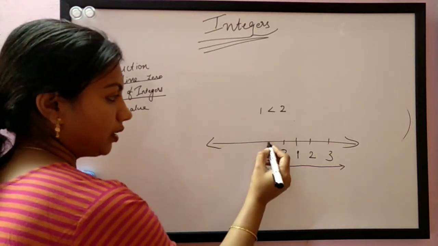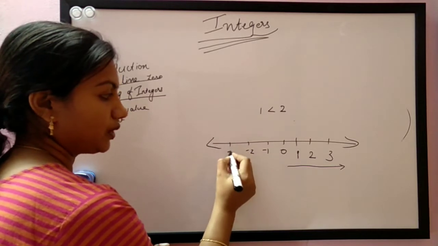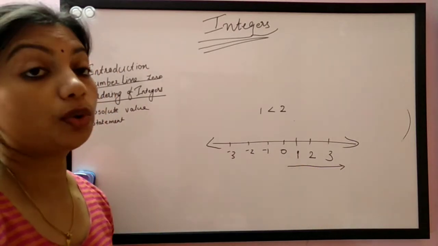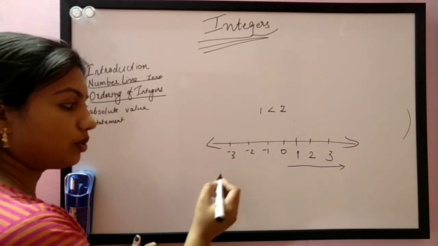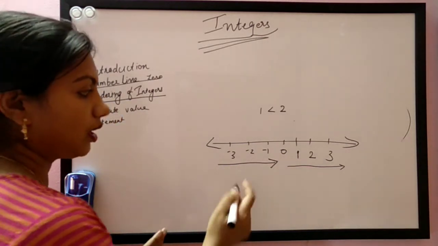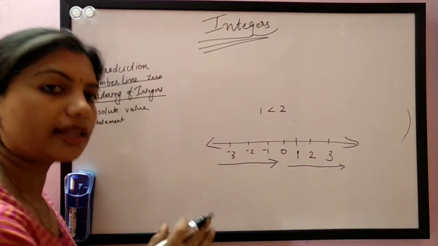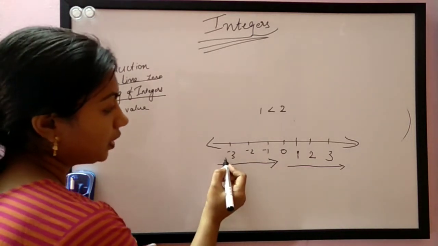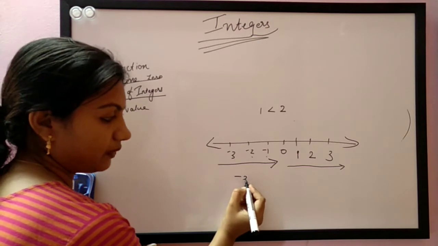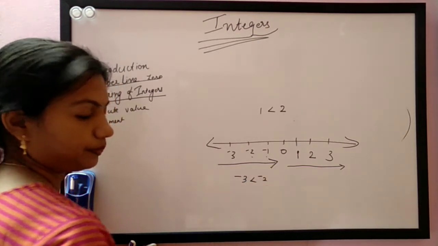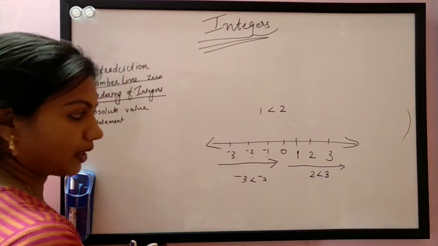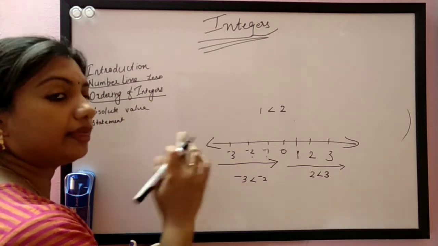Here you have -1, -2, -3. Don't think about the negative signs, or the positive signs, or whether you have any signs. The value is increasing towards the right. Nothing to think about, just think on a number line. That's an easy method for you to learn. The value is increasing towards the right. -3, -2, -1. So -3 is less than -2. Here we have 2 is less than 3. Just think about the number line and then write your answers.